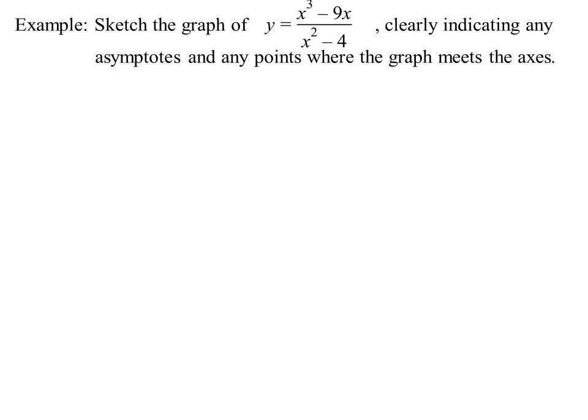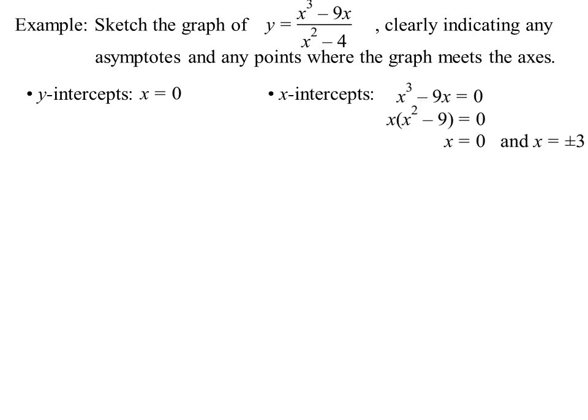Let's look at this example then. We're going to sketch x cubed minus 9x on x squared minus 4. It wants us to indicate the asymptotes, also the intercepts with the axes. To find the y-intercept, we substitute in x equals 0, and if you sub it in, I'll get 0 on the top of negative 4, which is 0. So the y-intercept is y equals 0. I suppose technically it is x equals 0 as well because it's the origin there, but anyway.